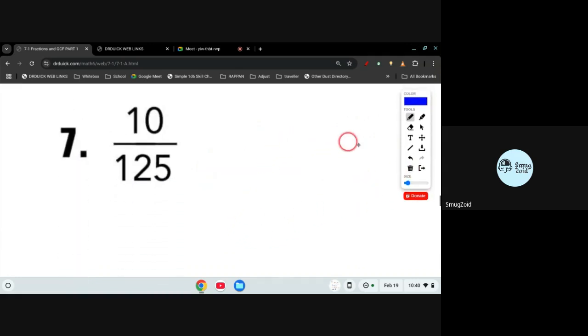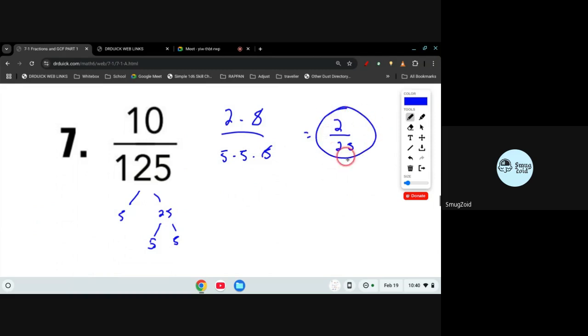Number 7, 10 and 125. Okay. 125, the factors for that, if you think about it, is 5 times 25, 5 times 5 times 5. And 10 is 2 times 5. One of the 5's cross out. You get 2 over 25 would be your answer.